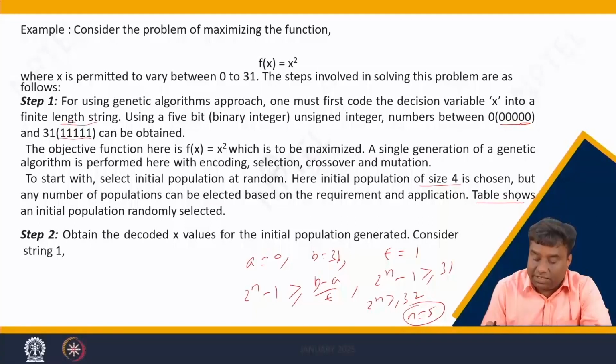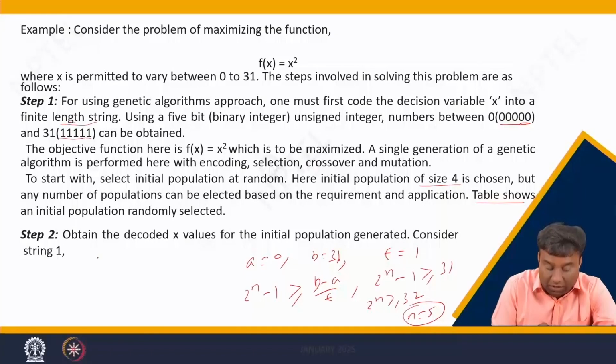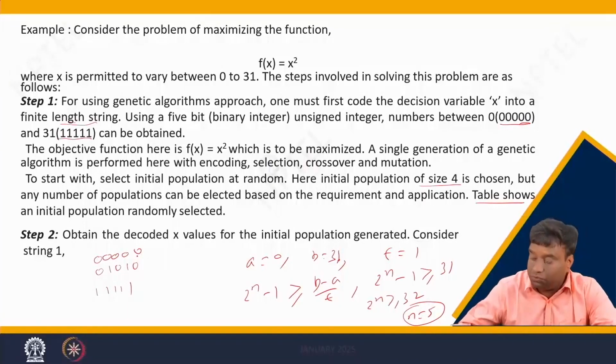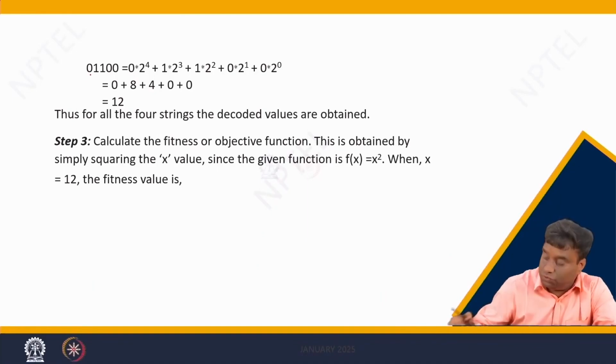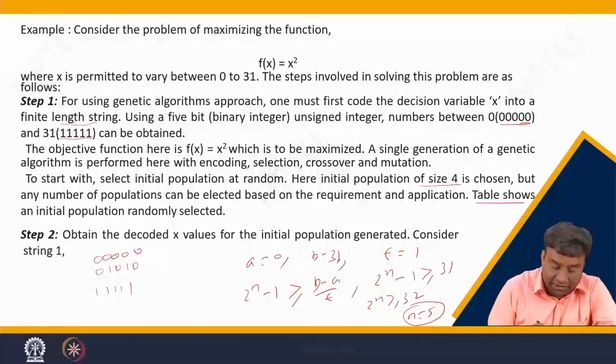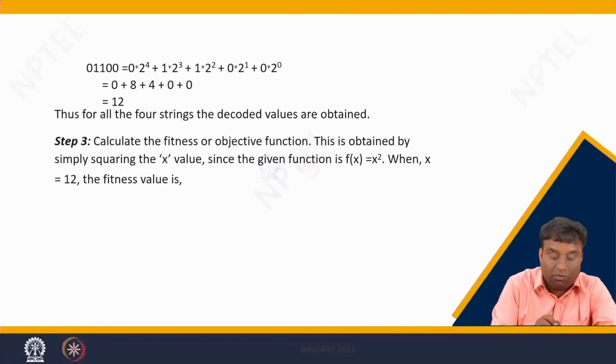So here there is a table, the initial population randomly selected. Obtain the decoded x values for the initial population generated. Consider string 1. Here we need to consider strings between 0 0 0 0 0 to 1 1 1 1 1. One such string we are considering is 0 1 0 1 0. We are considering one string that is basically 0 1 1 0 0. So the string is 0 1 1 0 0.